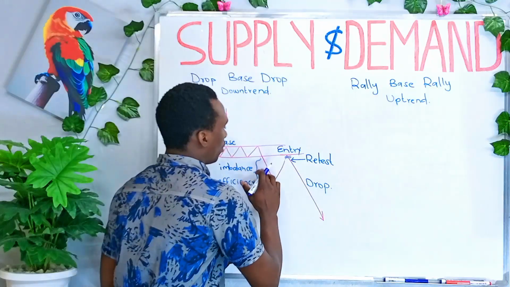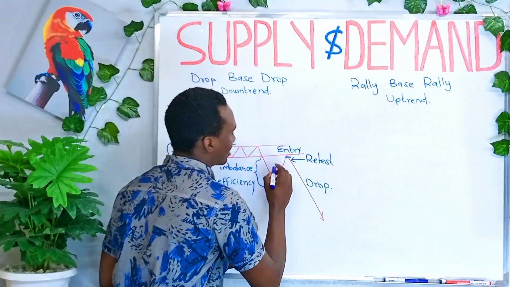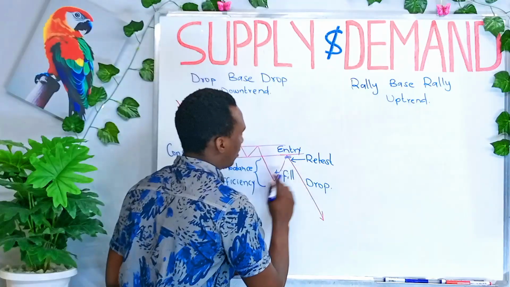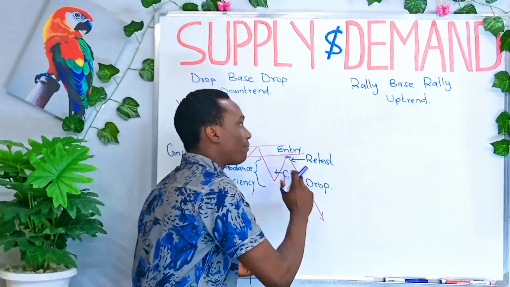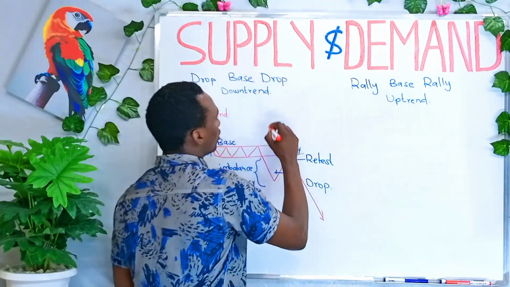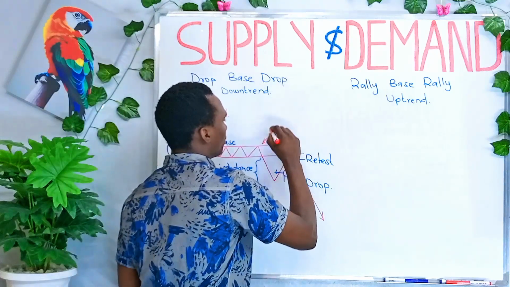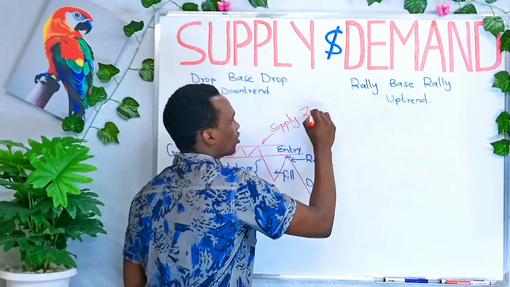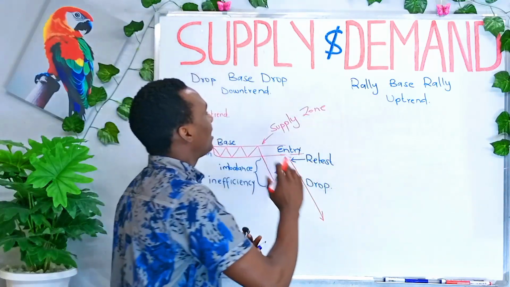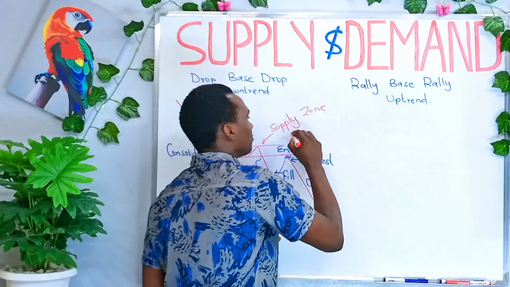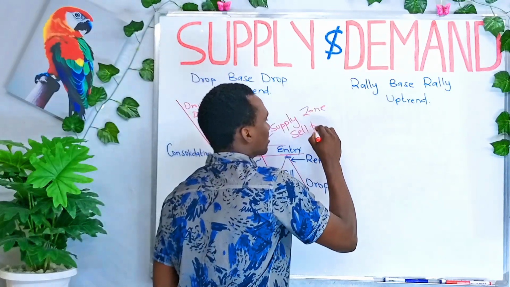Okay, so we have just said that the price is likely to fill this inefficiency before the market drops. So in this case, this is a very good supply zone, and in a supply zone we expect to take some sell trades.